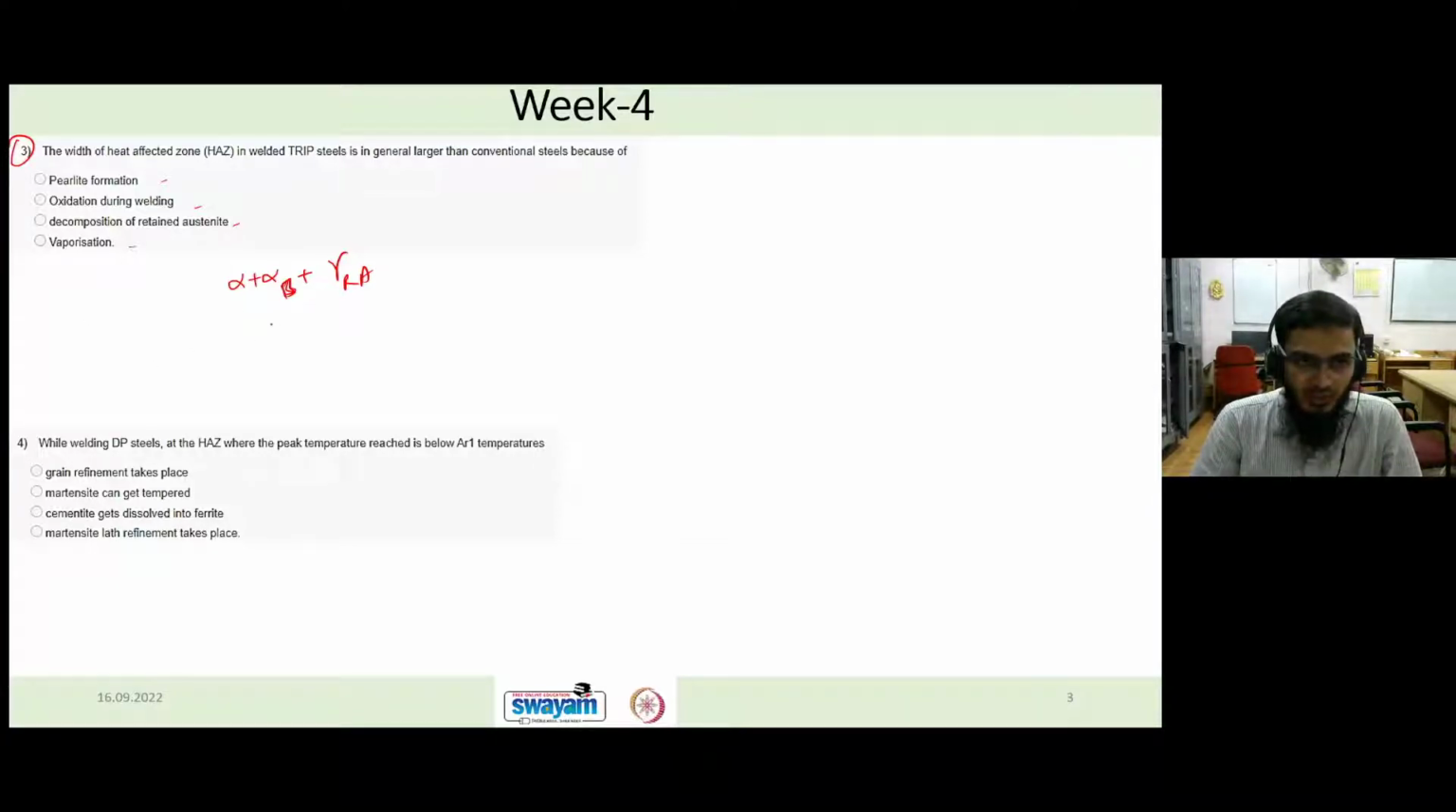So as you know, the strip steel microstructure consists of ferrite plus bainite plus some amount of retained austenite. So this is the microstructure of strip steel. Now think about this problem. So let me explain the concept behind it.